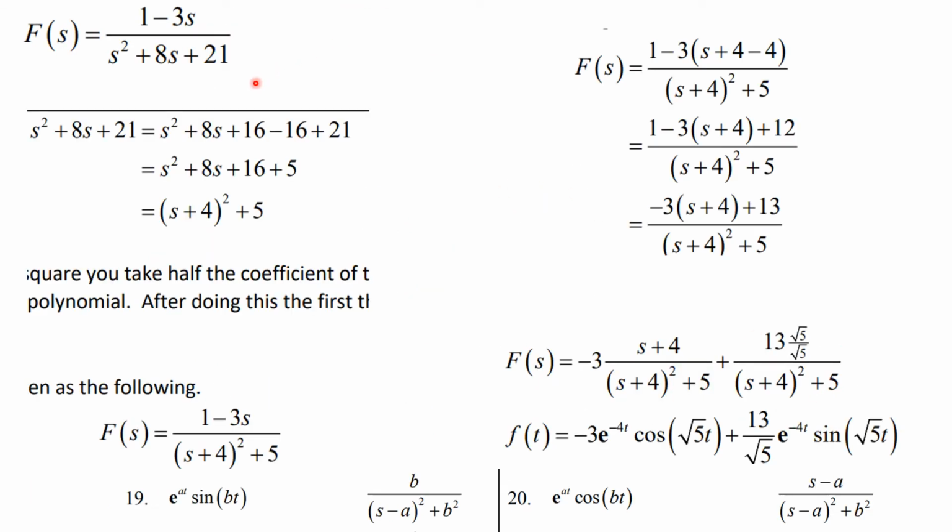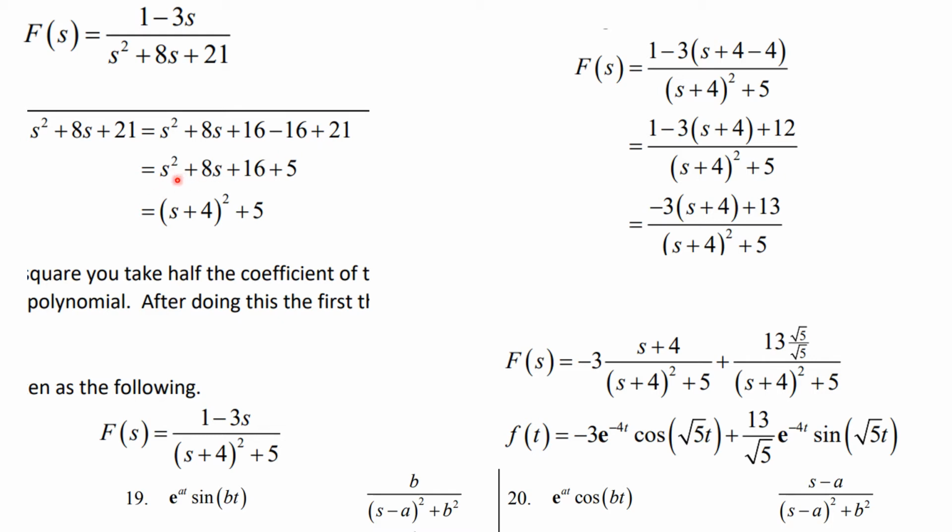Here's the next one. Now, when I start looking at my denominators, I don't find anything that looks like this in my table. But what I can do is complete the square. So when I complete the square, I'm going to say half of 8 is 4, and 4 squared is 16. So I'm going to add 16, but I'm also going to subtract 16 because I can't change what's here, and then that's plus 21. So I added 0 in a clever way.